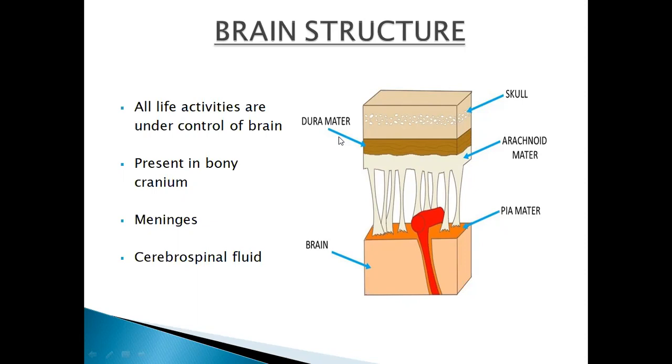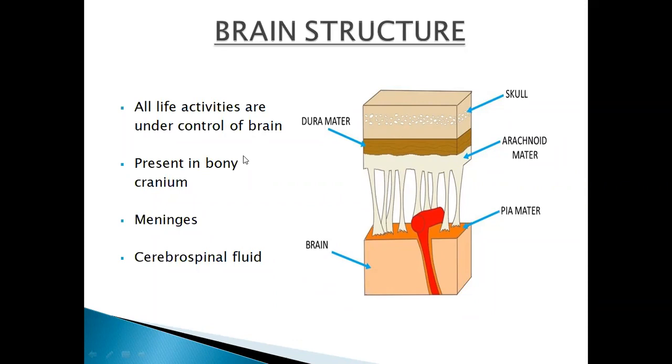If you see the inside of the cranium, the brain is covered by 3 layers. This is the skull, the bones, right? This is the part of the skull that is made up of bones. After that, here are the 3 layers. This is the first one, second one, and the third one, which are covering the brain. This is the part of the brain, and these are the layers that are covering it. So you can say that these 3 are the meninges. All life activities are under control of brain.